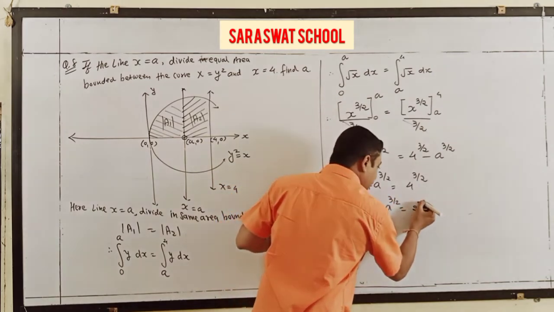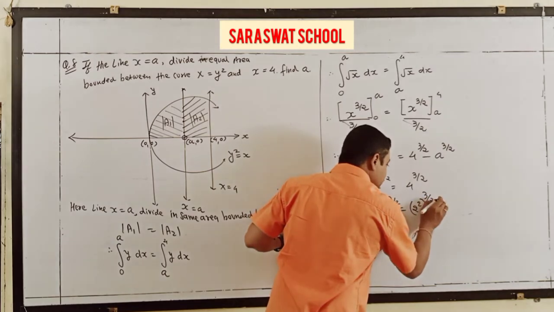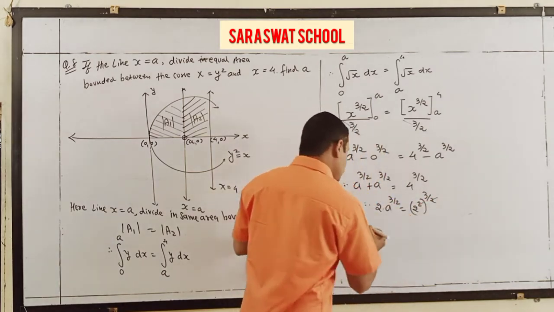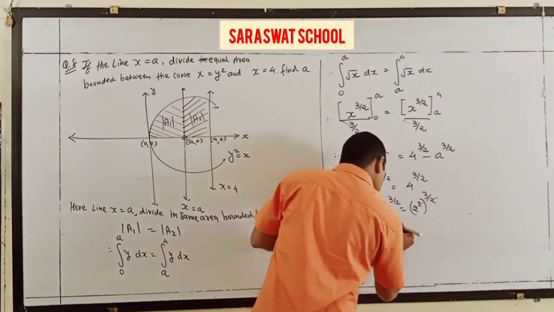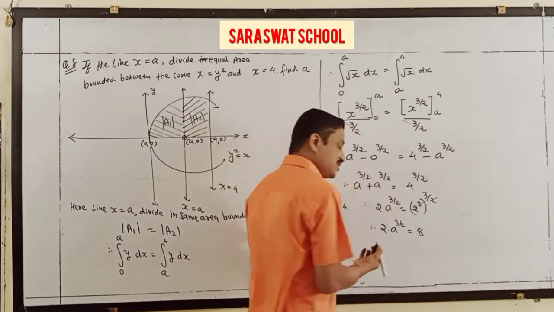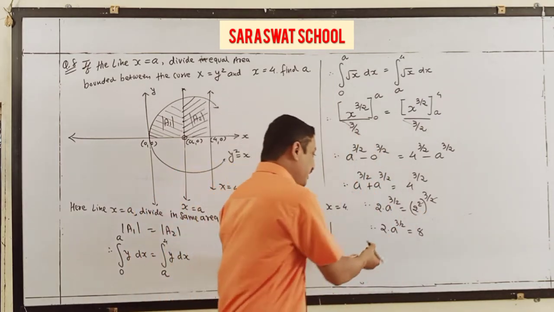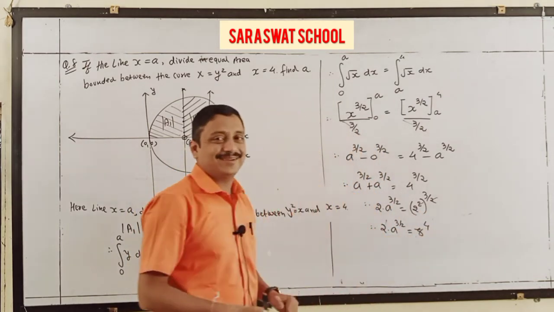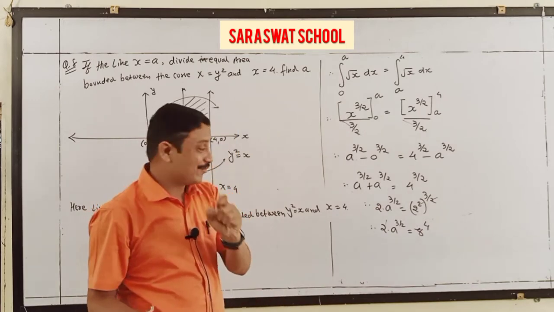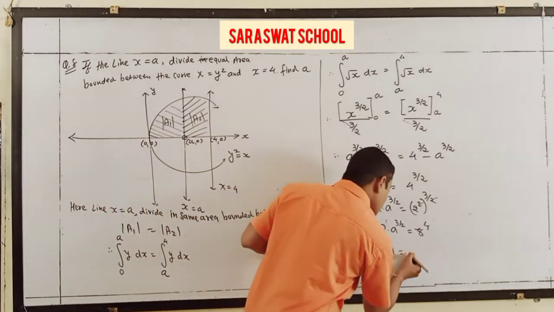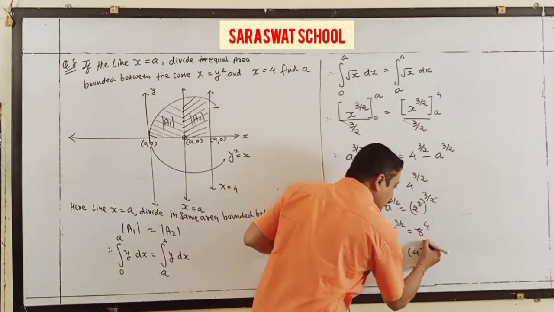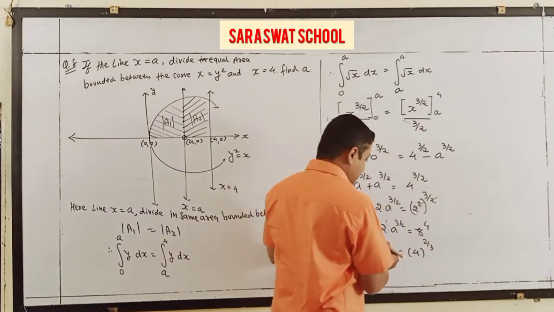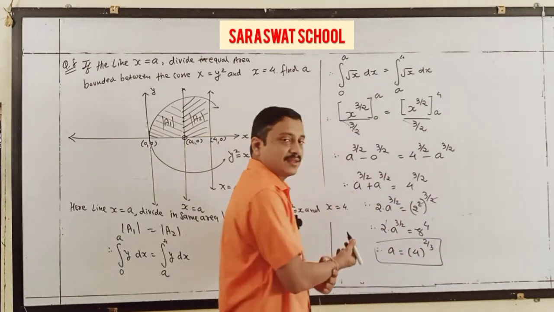Here 2 square 3 by 2, this and this cancel. So you can get 2 into here 2 cube 8. Again they cancel with the 4. Now you get the value of a. So a becomes 4 to the power 3 by 2, convert to 2 by 3. The textbook answer is this given. Done.